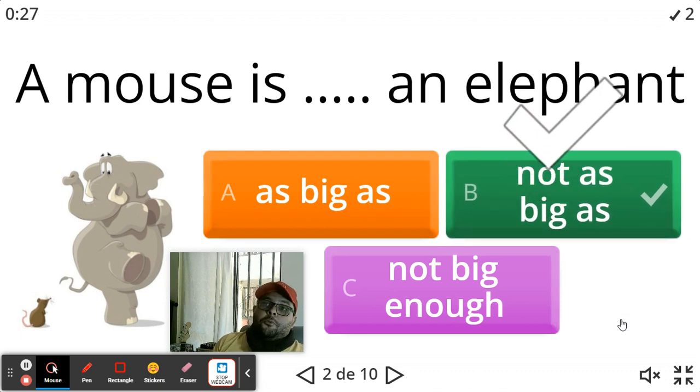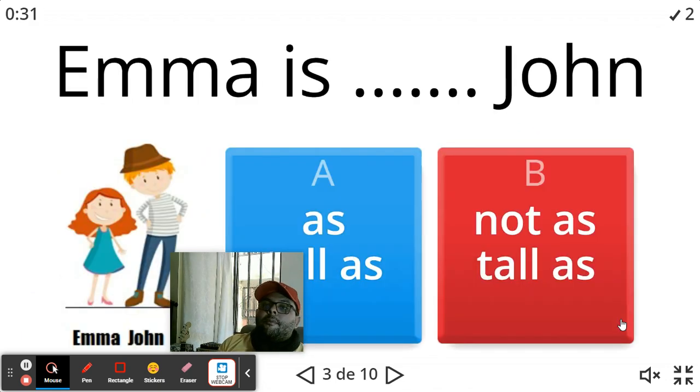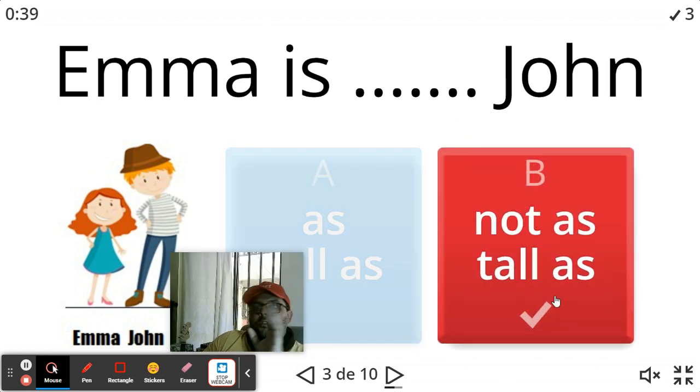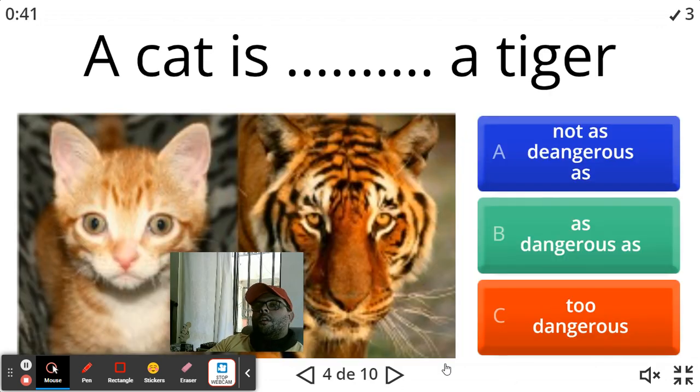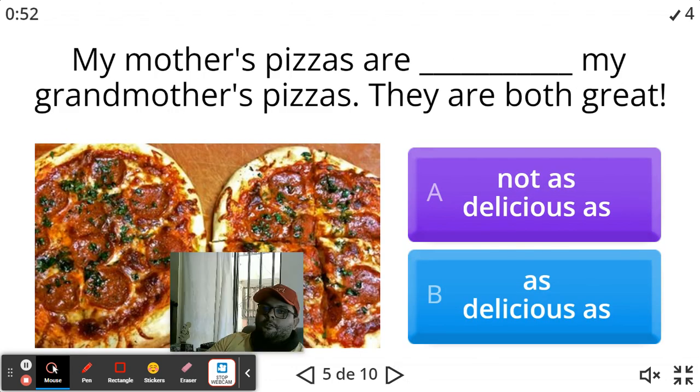So we have the option B. In that case, it's not as. Something is more than the other. Remember, in that case we use the negative form. Emma is not as tall as John, of course. In terms of being tall, John is taller than Emma. So, a cat is not as dangerous as a tiger. Of course not. Well, I love cats. They are kind of dangerous too, but in other terms, I would say.